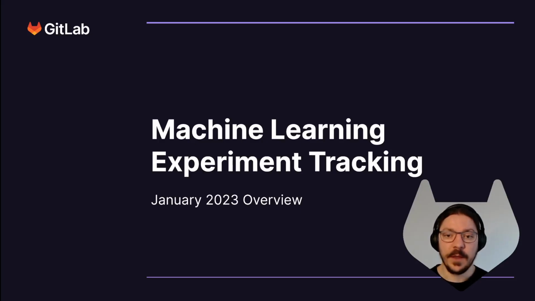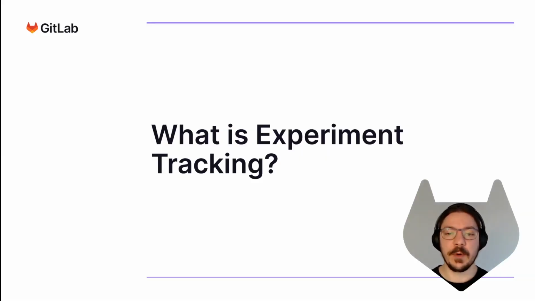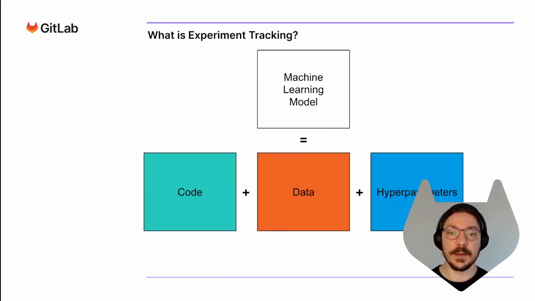So to get started with machine learning experiment tracking, I'm going with the assumption that we don't know what experiment tracking is. So the first step is, what is experiment tracking? What is it that I'm trying to create over here? To replicate a machine learning model, you often need three pieces of information. One is the code that generated the machine learning model. Second is the data that was passed through the code. And three, the hyperparameters, so the configuration of code, data and environment. So with these three components, we have a machine learning model.